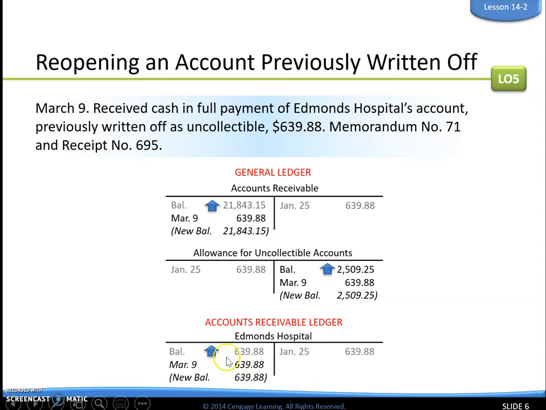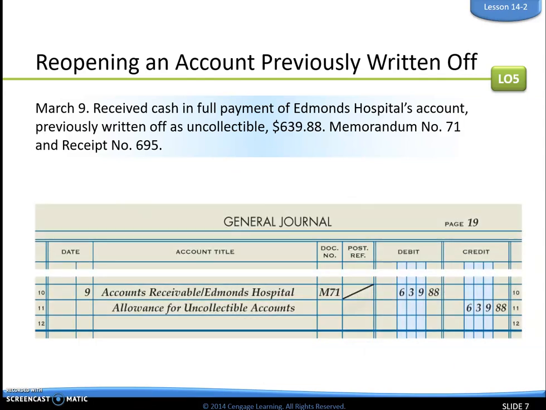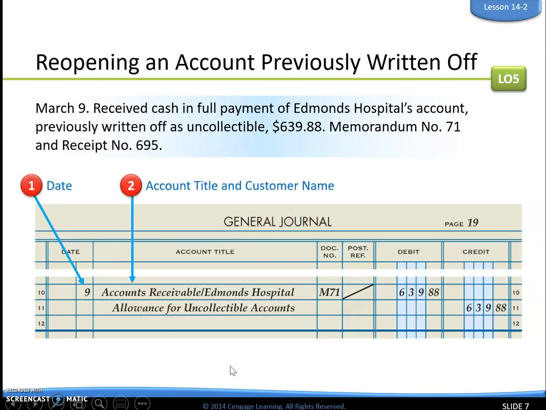Now, we're also going to have to debit Edmonds Hospital to get that balance back in there. So here's the first part of the transaction. This will go into our general journal. We're going to start with our date. Like I said, this is just an exact reverse of what we just got done doing.